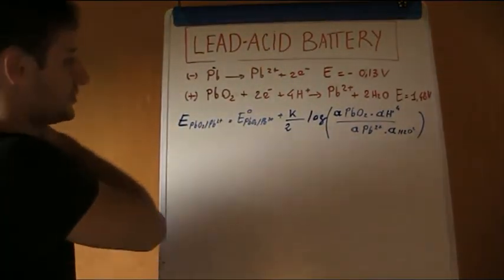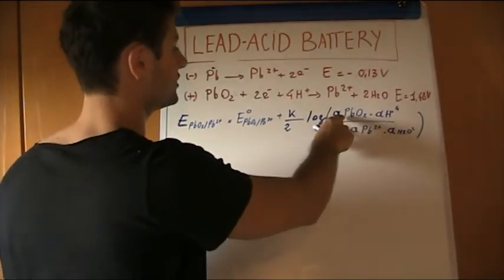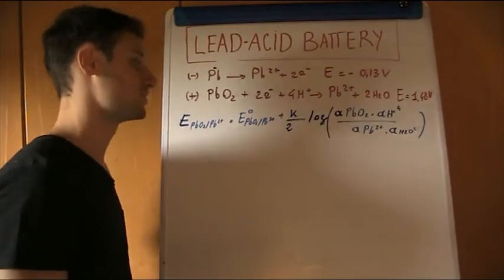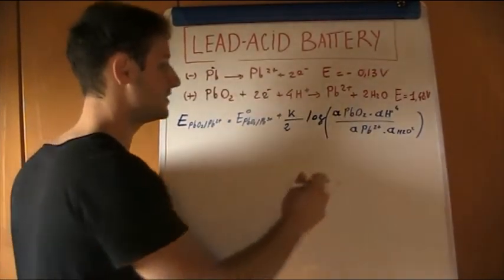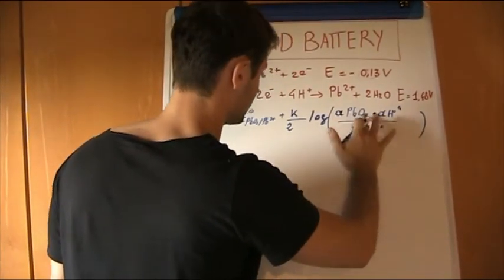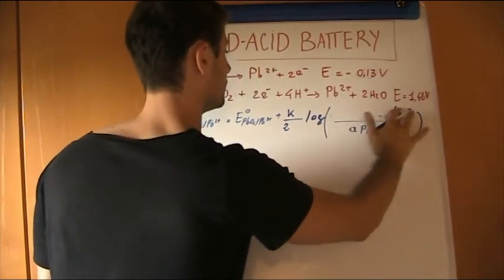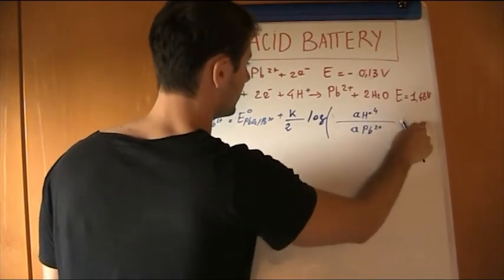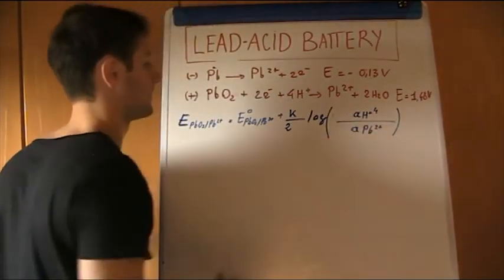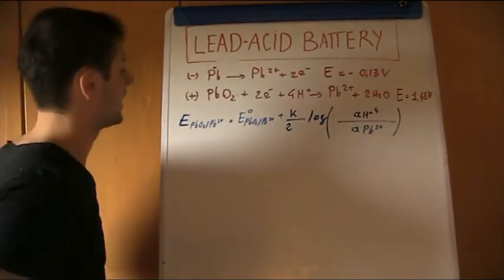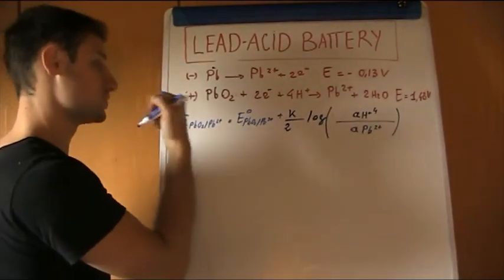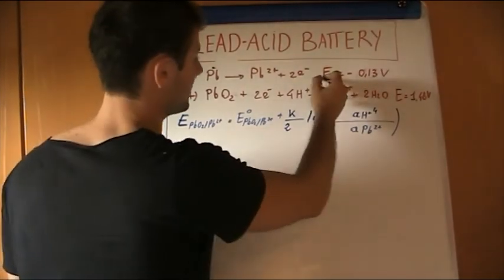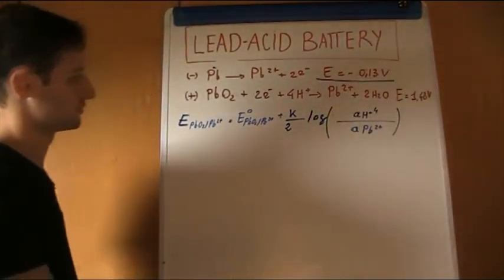Now we can consider that since this is a solid, it could be considered as pure, and water could even be considered as pure, and so we can even eliminate these 2 terms and remain with the activity of H plus over 4 on the activity of this one. And so we have these Nernst equations that, with the introduction of the specific parameters, allow us to obtain this value or something that is close to this value.